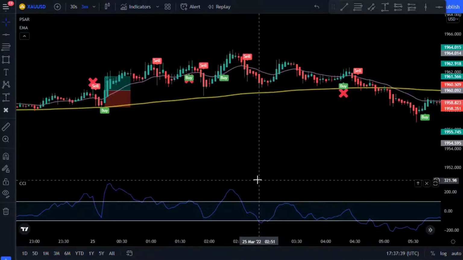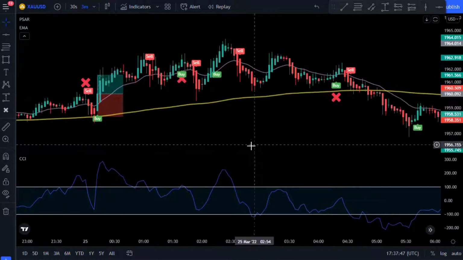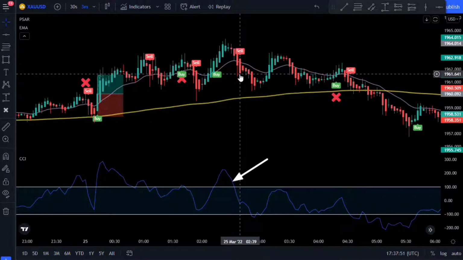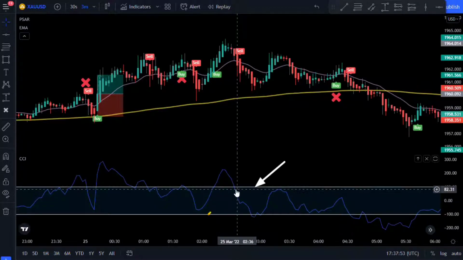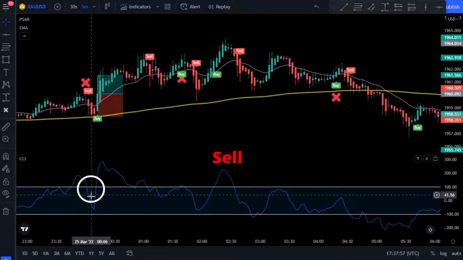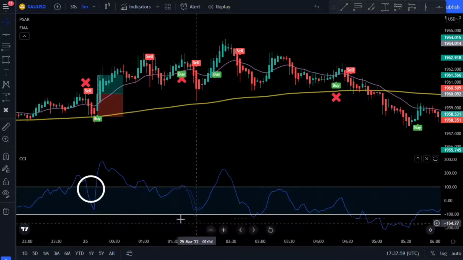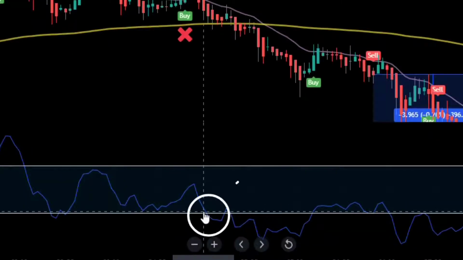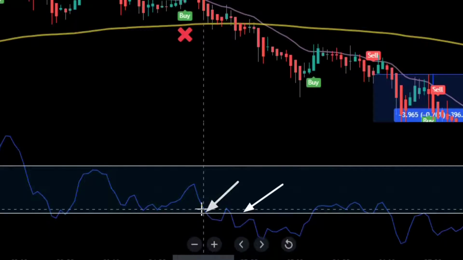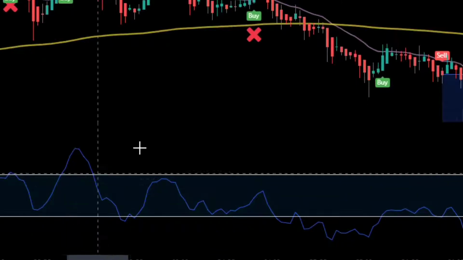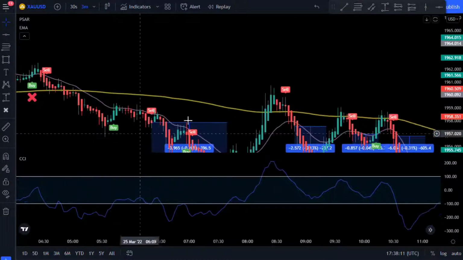Now I show how powerful this indicator is. The way to get a signal from CCI is that when the blue CCI line crosses the white horizontal line from the top to the bottom, it means that it is a sell signal. This is the first type of sell signal. I will tell you the second type now. Here is the second type of sell signal. If the blue CCI line crosses down again from the lower horizontal white line, it will send a sell signal.